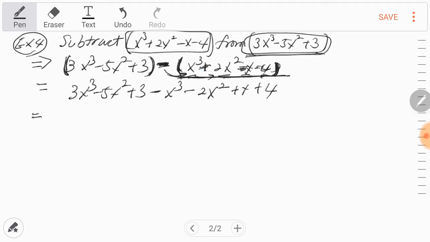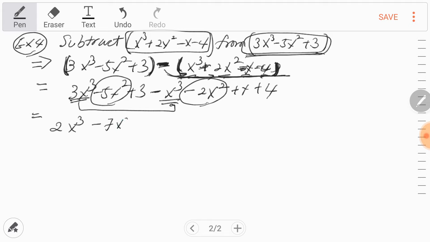Okay, then we will do the addition. Okay, so combine the like terms. So let's combine the x cubed term first. X cubed is, okay, the coefficient is 3 and minus 1. 3 minus 1 is 2x cubed. Okay, the next term is x squared. So we have an x squared over here. Negative 5x squared minus 2x squared. So negative 5 minus 2 is negative 7. So put minus 7x squared.